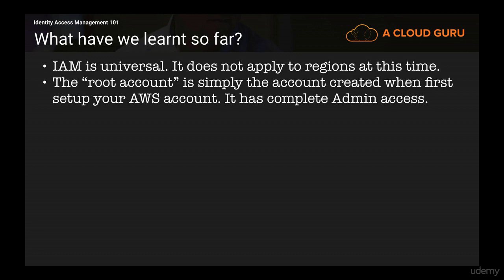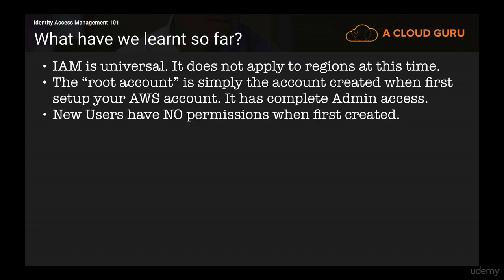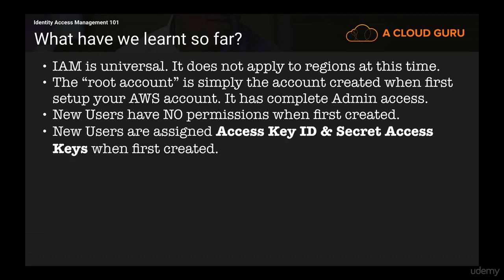We've learned that the root account is simply the account created when you first set up your AWS account, and it has complete admin access by default. That is the only account that's going to have complete admin access by default. When you create new users, the opposite is true. They have no access to do anything by default. So new users have no permissions when first created.